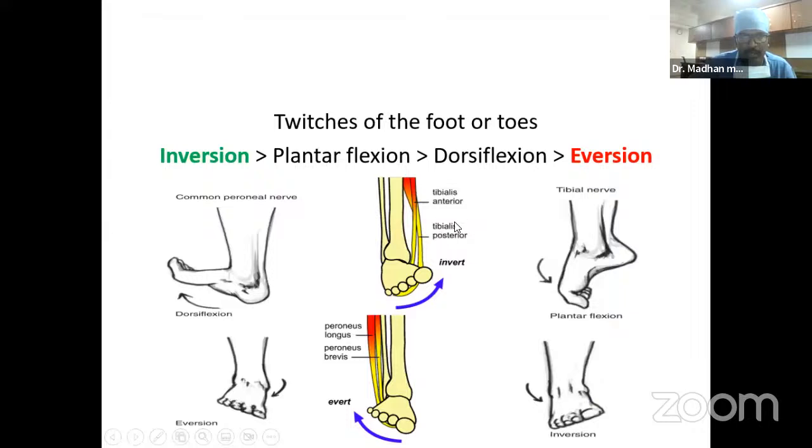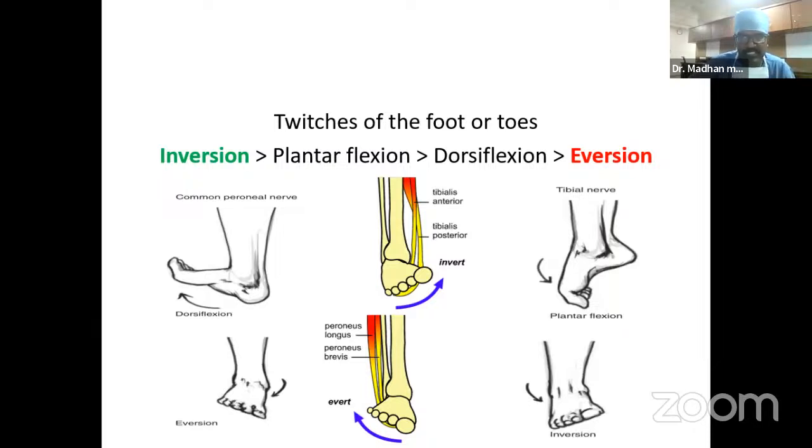So if you are doing a PNS guided popliteal sciatic block and you are getting an inversion response, that means your needle tip is exactly in the center location between these 2 components of the nerve. So this will increase the chance of success, give a rapid onset of action, and a prolonged duration of block.